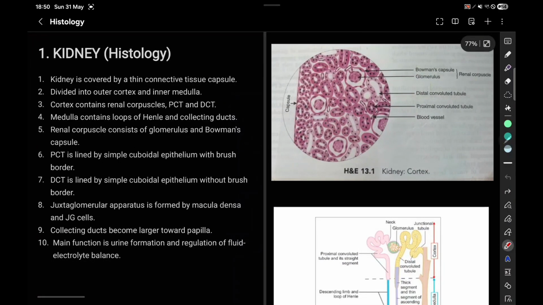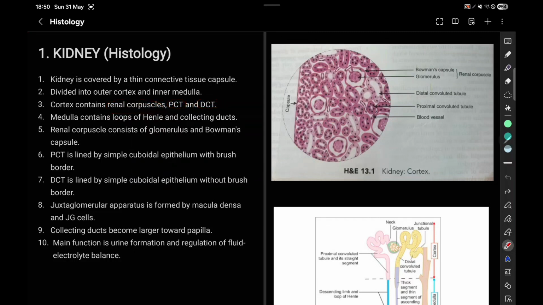Second point, it is divided into outer cortex and inner medulla. We all know the kidney is bean shaped, and the outer part we have the cortex and the inner part we have the medulla. Now what does the cortex contain and what does the medulla contain? The cortex contains renal corpuscle, PCT and DCT.